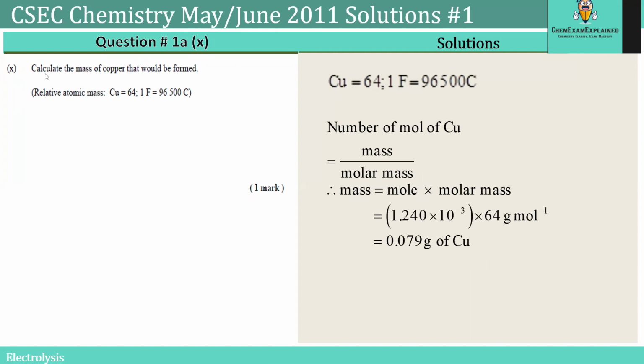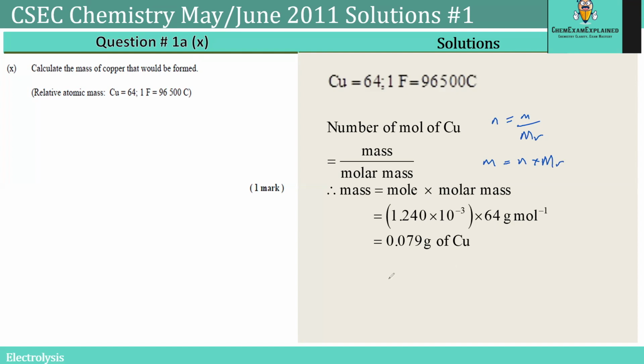1A, Part 10. Calculate the mass of copper that would be formed. And so we're given the relative atomic mass of copper to be 64. And for every Faraday, we get 96500 coulombs. So from that, we can find the number of moles of copper by simply saying number of moles is equal to mass divided by molar mass. So mole is equal to mass divided by molar mass, and we want to find the mass. Therefore, mass is equal to moles times molar mass. And so from that, the mole that was calculated was 1.24 times 10 to the minus 3 times the molar mass of copper, which gives us 0.079 grams of copper produced.